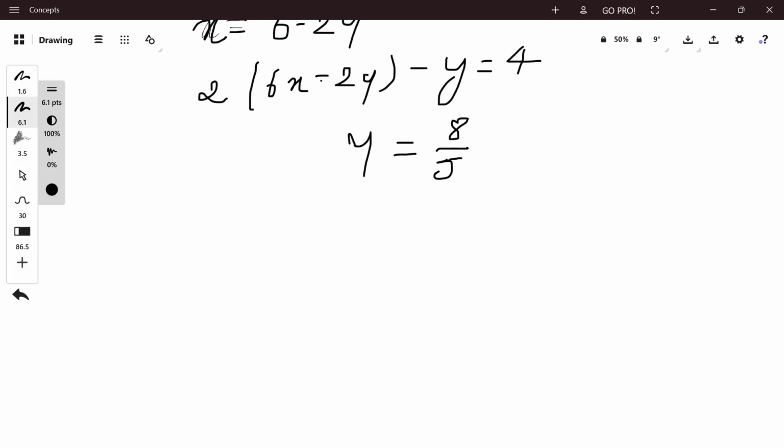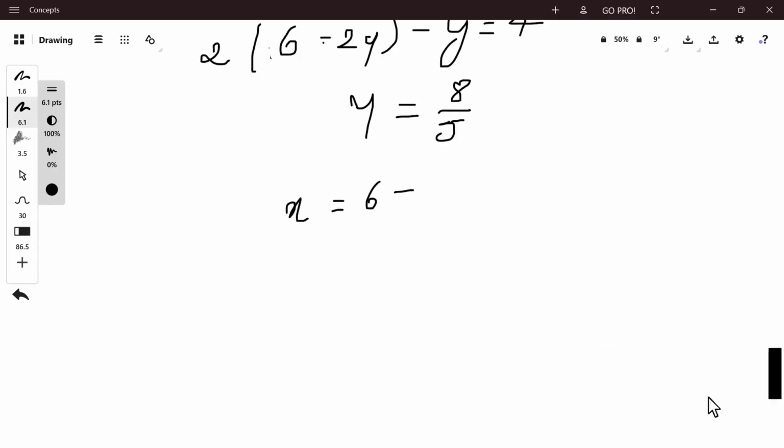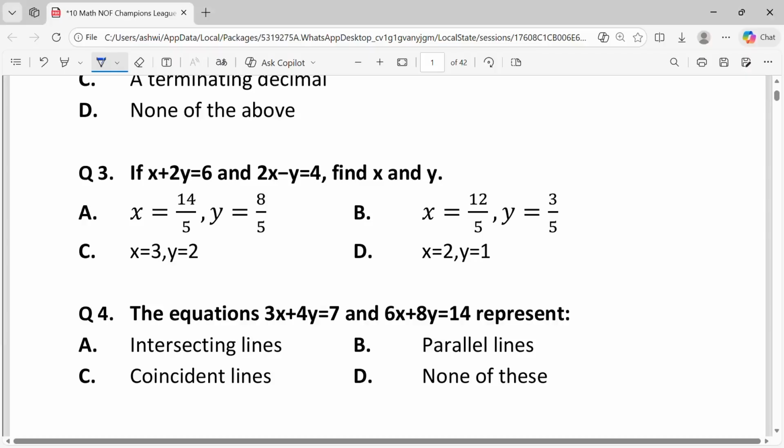Substituting the value of y in the first equation, we have x is equal to 6 minus 2 into 8 upon 5. That is, x is equal to 14 upon 5. From the given options, the answer is A: x is equal to 14 by 5, y is equal to 8 by 5.